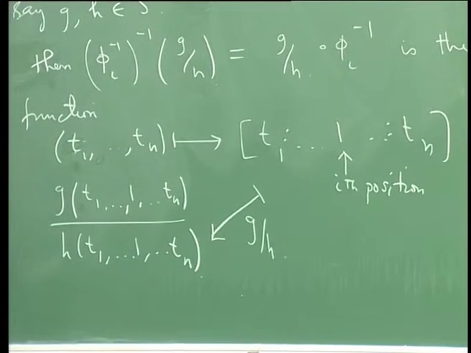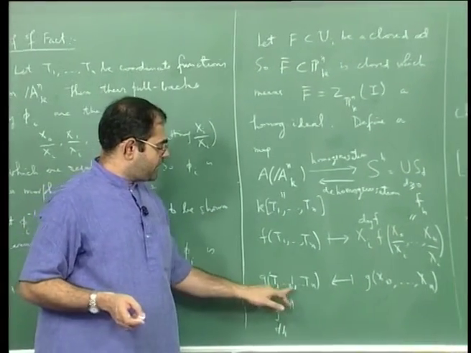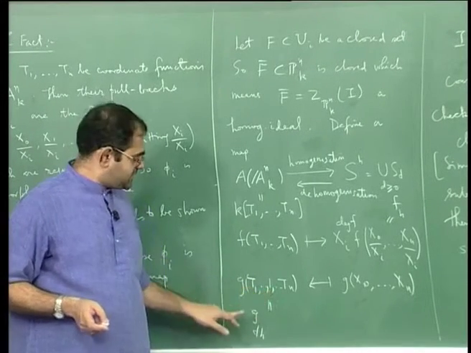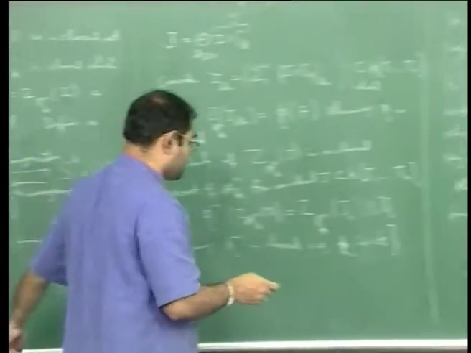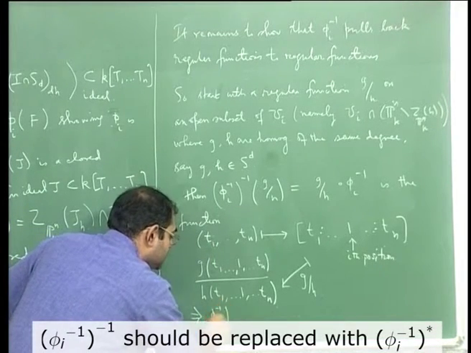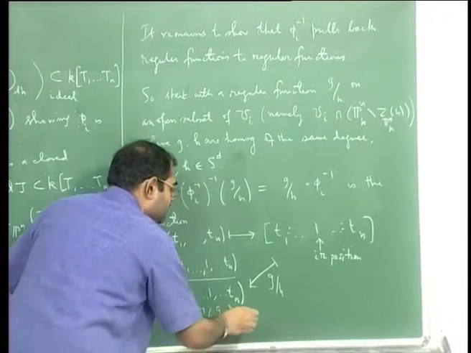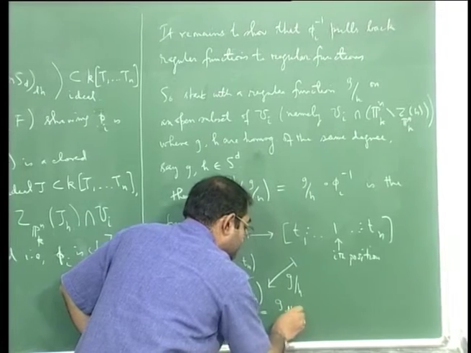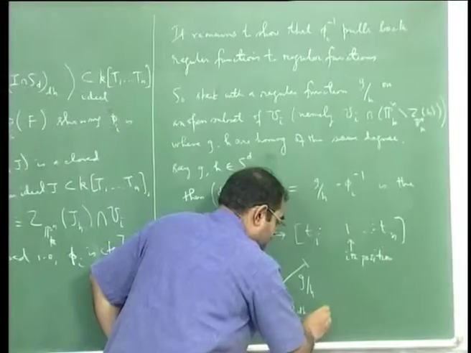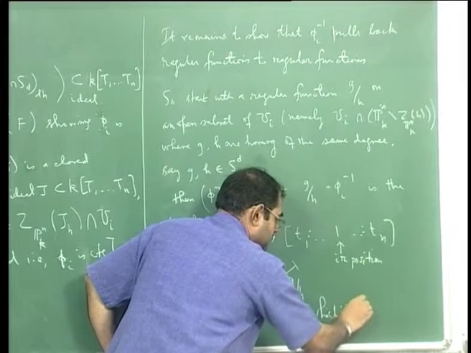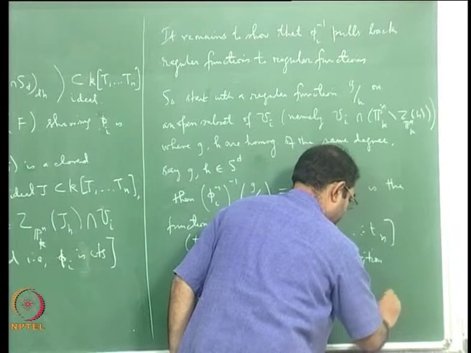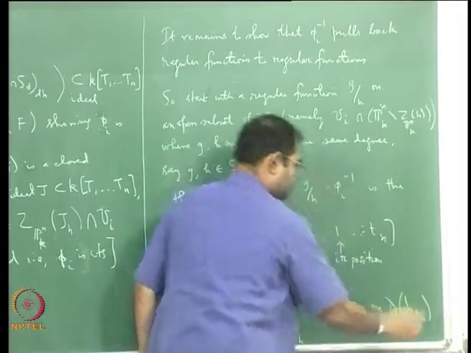But what is g of t1, etc., tn with 1 in the ith position? This is the dehomogenization of g. So what this tells you is that phi_i inverse of g/h is nothing but the dehomogenization of g by the dehomogenization of h, which is of course regular, which is regular on D of h's dehomogenization. So I am done.